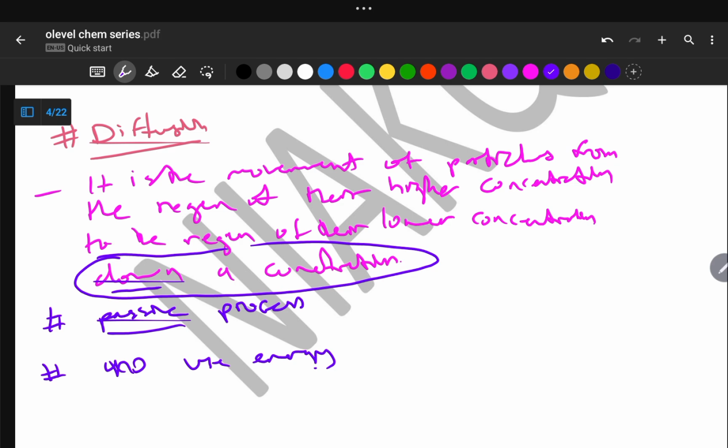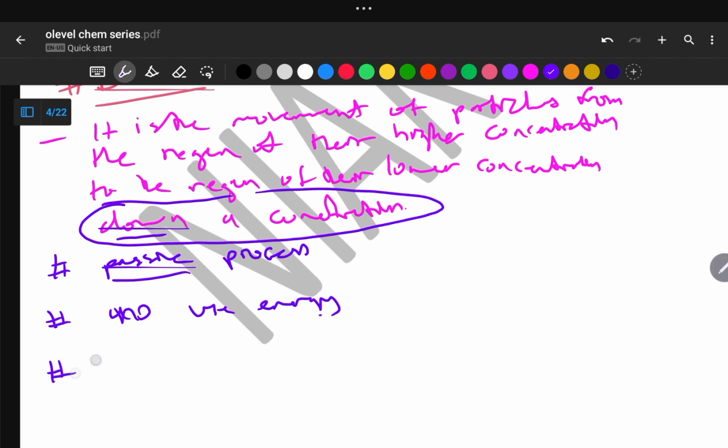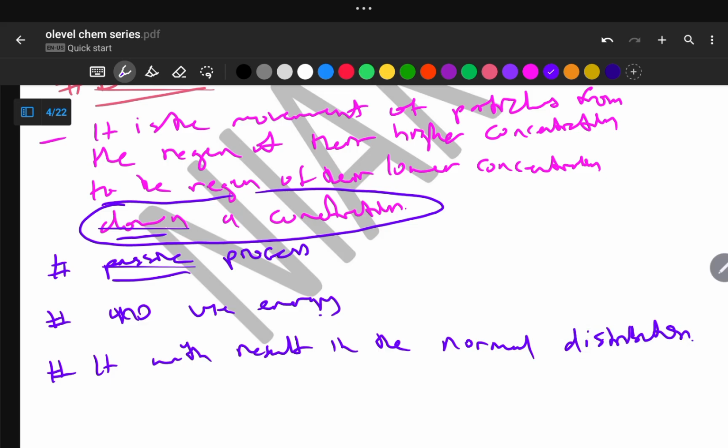Are we together? Diffusion is the molecular movement of both liquids and gases, which results in their normal distribution. So another feature of diffusion is that it results in a uniform distribution of the particles. That's always in the liquids, right?